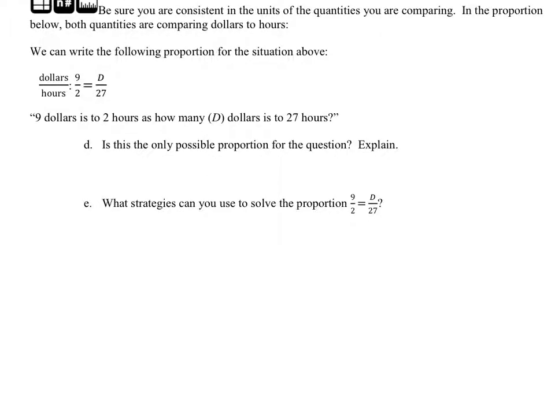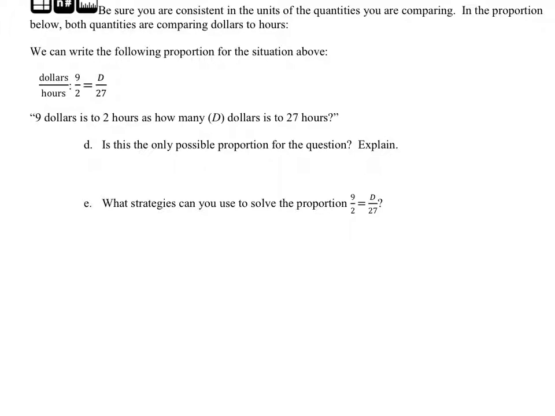But always be sure that we're consistent with the units of the quantities we're comparing. In the proportion below, both quantities are comparing dollars to hours. So we got $9 to 2 hours equals some number of dollars to 27 hours. We wouldn't want to switch that and compare 27 hours to some number of dollars with $9 to 2 hours. That's not going to be proportional. $9 is to 2 hours as how many D dollars is to 27 hours?